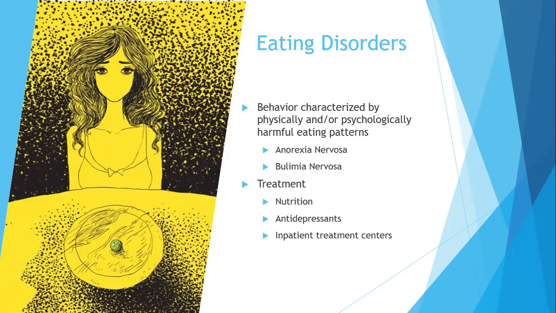Eating disorders are behavior that's characterized by physically or psychologically harmful eating patterns. So, anorexia nervosa. We talked about anorexia as a symptom for a lot of other things, anorexia just meaning lack of appetite. But anorexia nervosa is the eating disorder type of anorexia. And bulimia nervosa is another type, and we'll talk about them specifically. Eating disorders are generally treated in inpatient treatment centers, and they're treated with nutrition and nutrition therapy and antidepressants and psychotherapy.